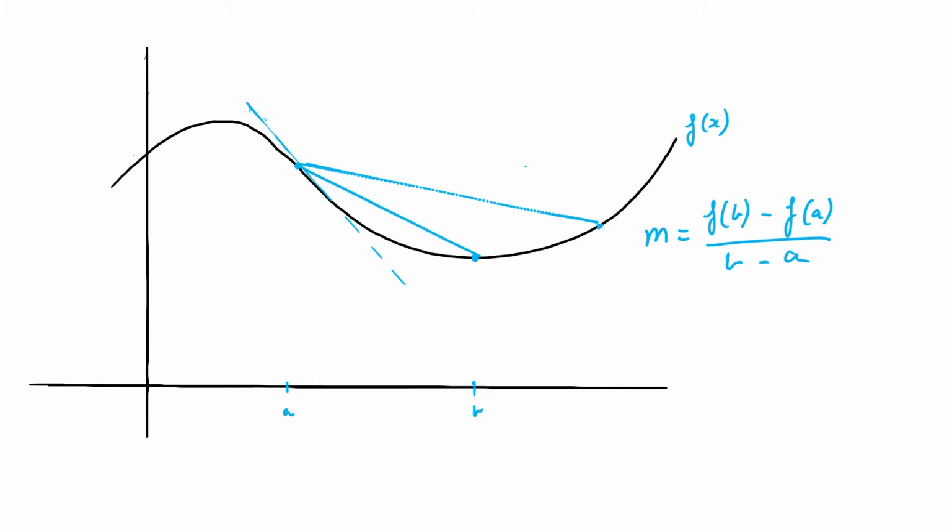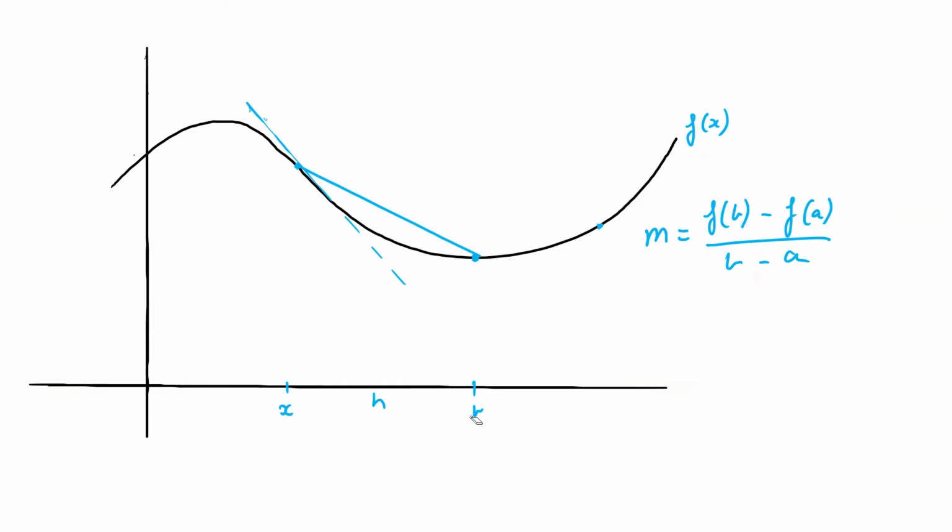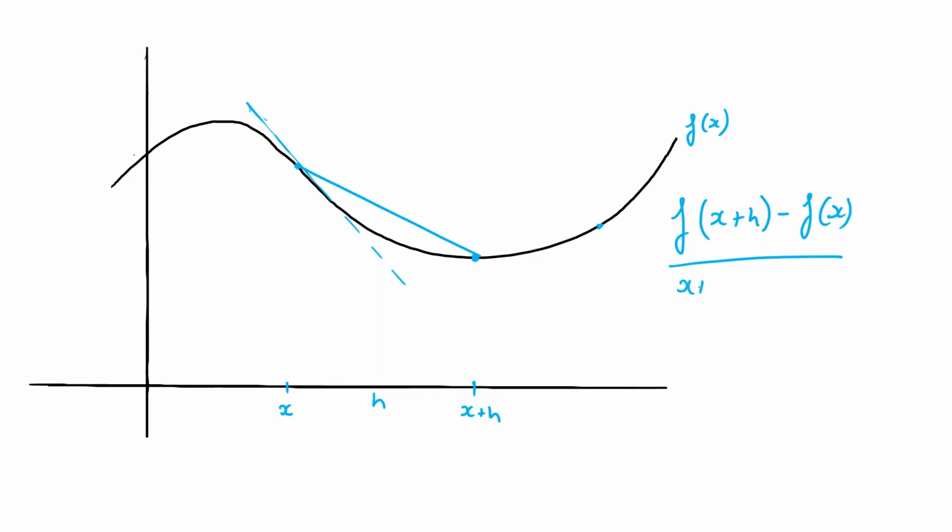So this distance between A and B, let's call it h. And instead of using A, let's use x, because that's what we use in maths. So we want to find the derivative at point x, our instantaneous rate of change. Point B is just x plus h now. And so the gradient for this line is going to be our rise, f of x plus h minus f of x, over the run, which is x plus h minus x. So the same as before, we've just subbed in our value x plus h for b and x for a.